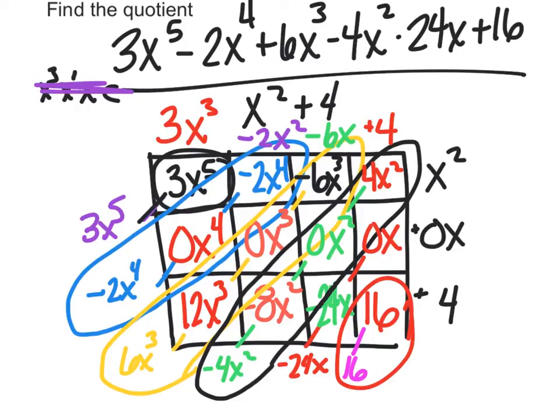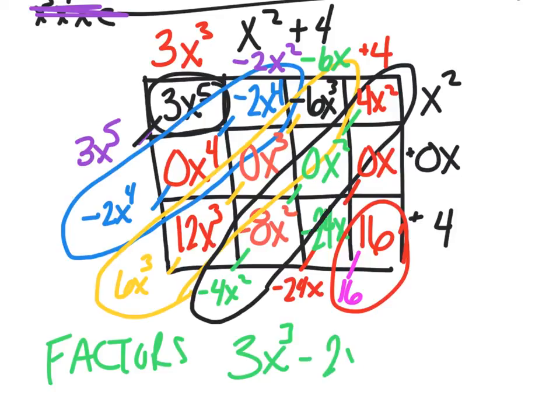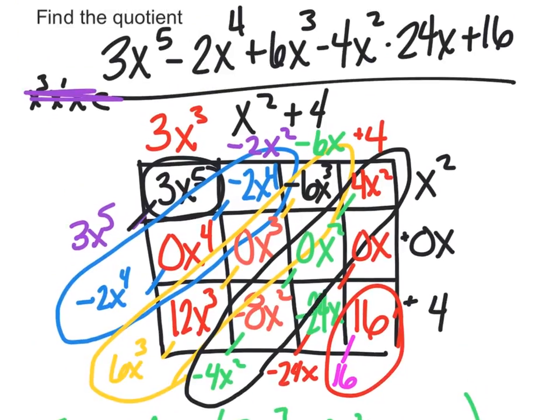So again, what did I find when I did all this? Well, I found the factors that actually divide this polynomial. So the two factors, let's just jot them down for ourselves, are 3x cubed minus 2x squared minus 6x plus 4, and, ran out of room here, x squared plus 4. So if I wanted to prove that that was accurate, I could do my distributive property, multiply all those out, or the tabular method to show that I get what I started with, this huge 5th degree polynomial.